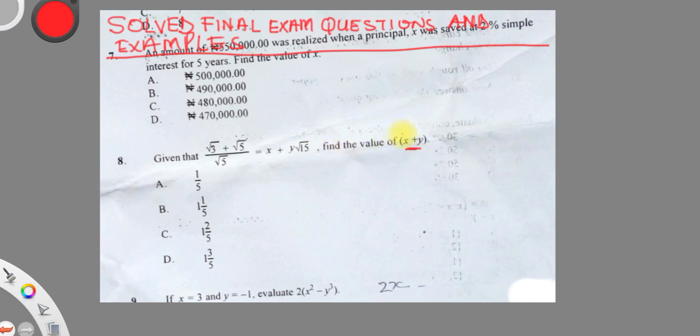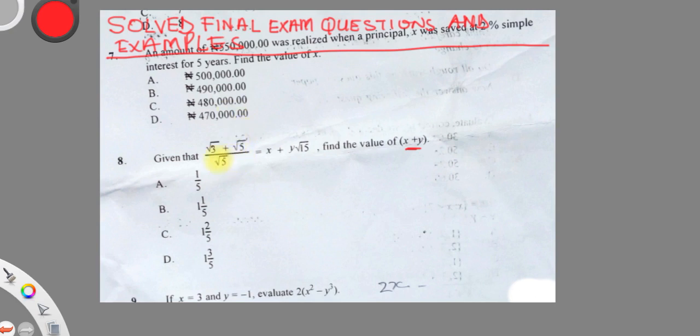So how do you find the value of x plus y? This is not difficult at all. We first find x and y, and then we sum them. So this is what we are given. How do we solve this? This is a fractional surd, a division of surds. To solve it, we have to rationalize the denominator.